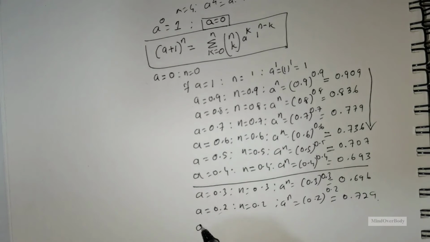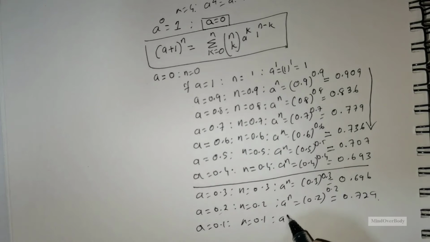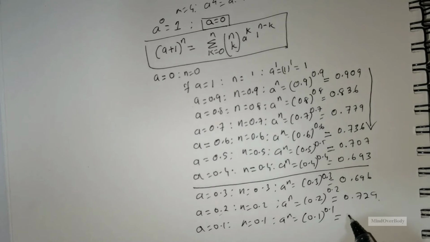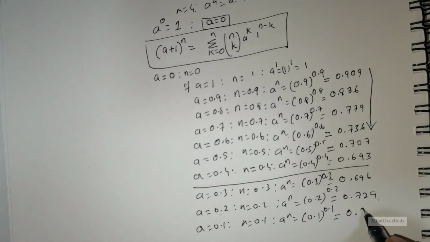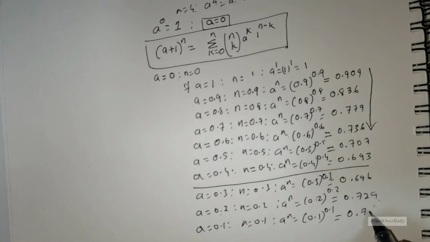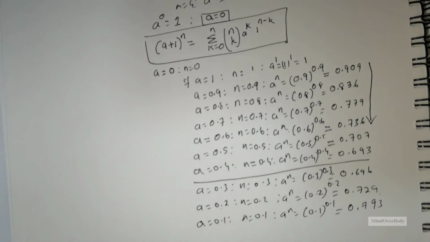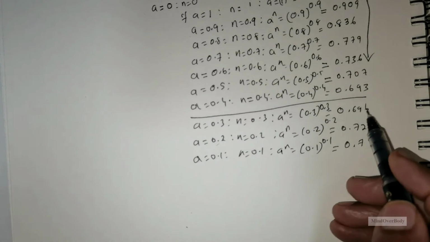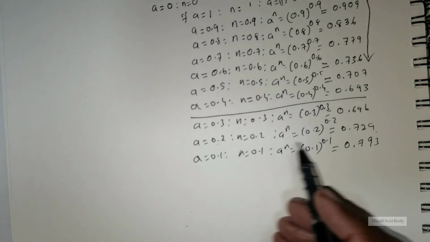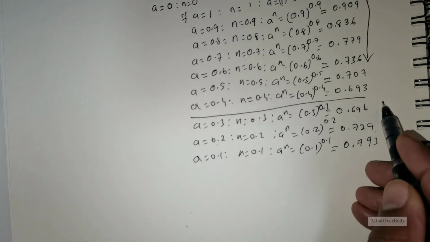Now, if you were to take a to be 0.1, n to be 0.1, and find out what a raised to the power n is, it's going to be 0.1 raised to the power 0.1, which would be approximately 0.793, something like that. Now, if you would have noticed here, from a being equal to 0.3, the values are suddenly increasing.